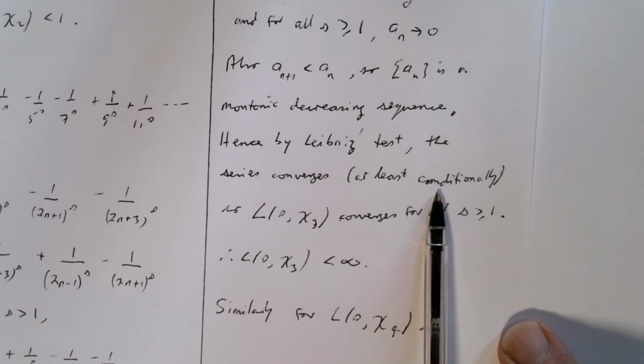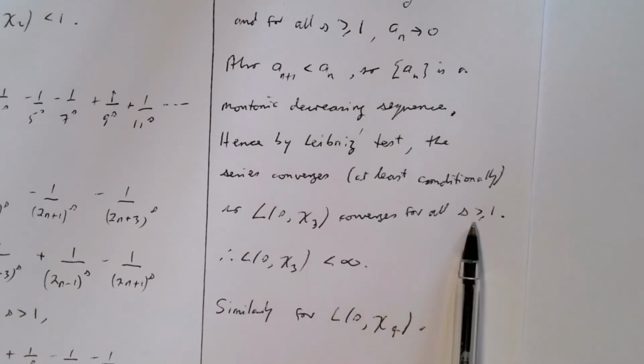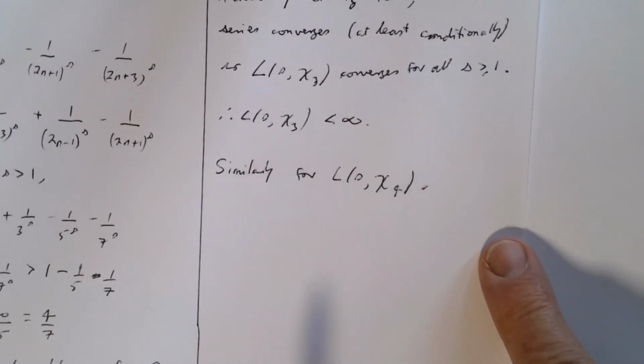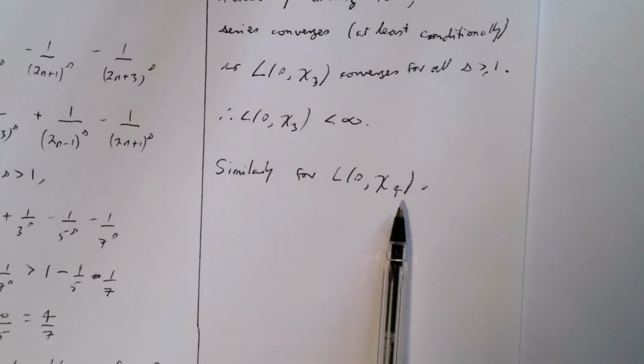That's all we need at the moment. And that means L(s, chi3) converges for all s bigger than or equal to 1. And that means it's finite. And so I can take the logarithm of this and I'll get a finite number. Now you can do a similar argument for L(s, chi4), which I leave you to do. And that shows that all of the L functions are bounded away from 0 as s goes to 1 from above.